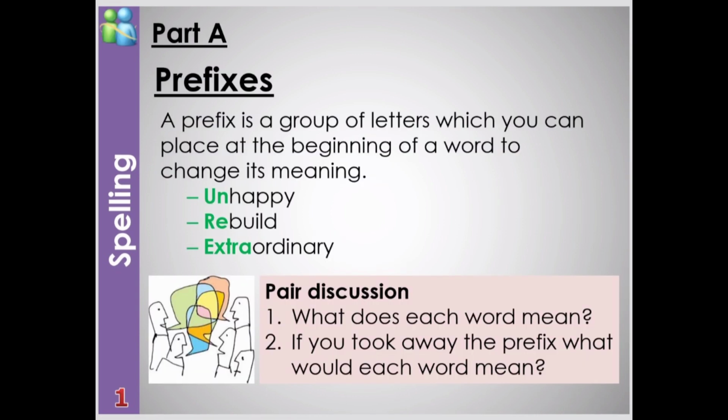Part A is prefixes. A prefix is a group of letters which you can place at the beginning of a word to change its meaning. For example, unhappy, rebuilt, extraordinary. Now you have to tell me the meanings of these three words with prefix and without prefix.